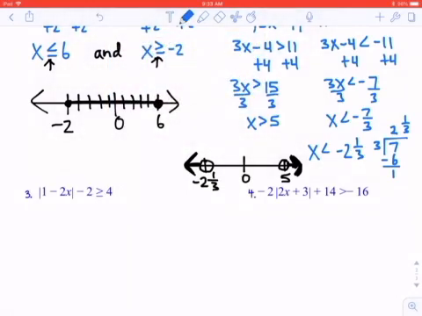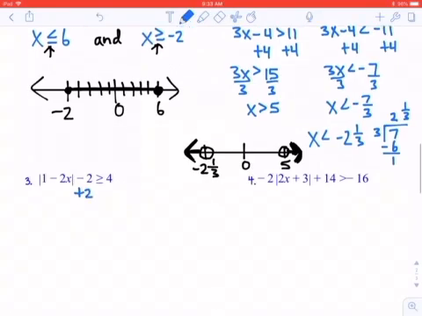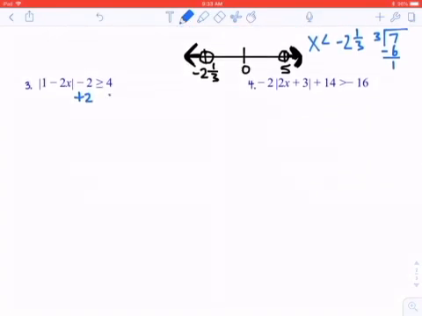Let's look at number 3. We have the absolute value of 1 minus 2x minus 2 is greater than or equal to 4. So first we need to isolate our absolute value symbol. So I'm going to add 2 to both sides. So then I have the absolute value of 1 minus 2x is greater than or equal to 6. And now I can set up my 2 inequalities.